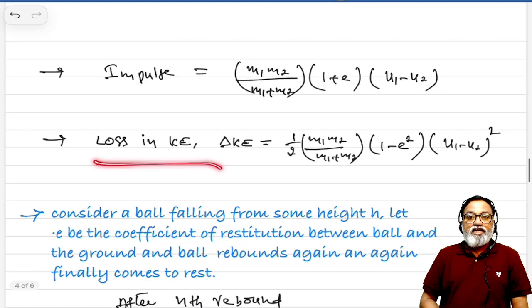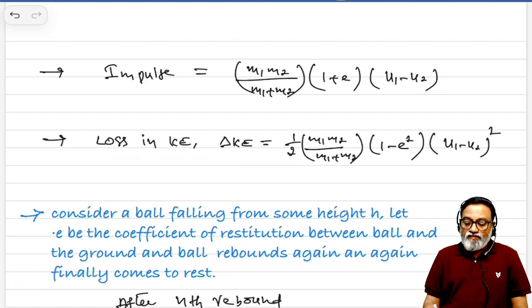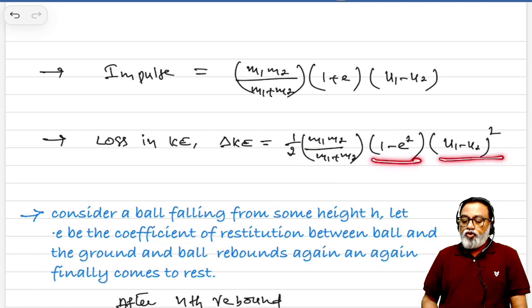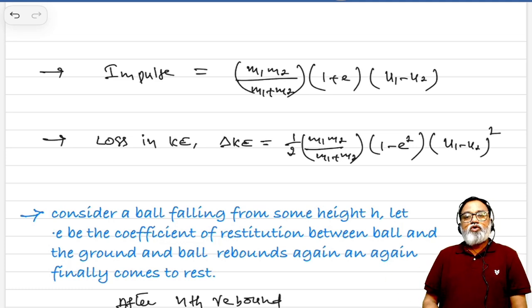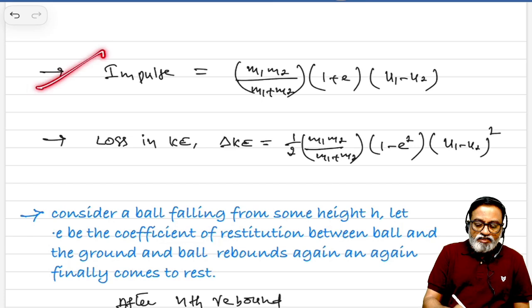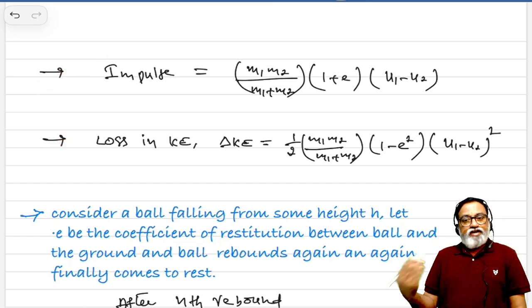And also loss in kinetic energy is 1 by 2 into m1 m2 by (m1 plus m2) into (1 minus e square) into (u1 minus u2) whole square. See here, in an elastic collision e is equal to 1. If you put e is equal to 1 here, 1 minus 1 is 0. Therefore, kinetic energy loss is 0 in an elastic collision. Why? Because kinetic energy is conserved. Total kinetic energy initial is equal to total kinetic energy final. There is no loss of kinetic energy, and these are the formulas we can apply for any collision.